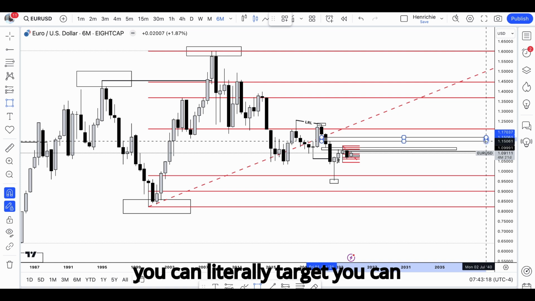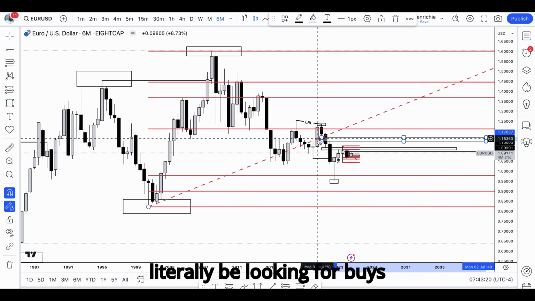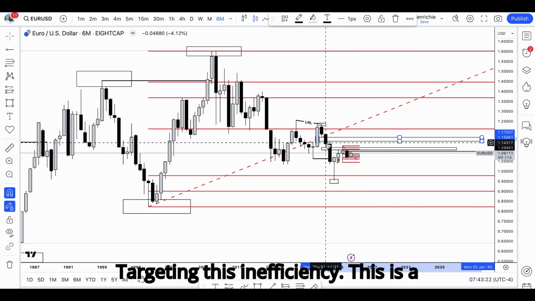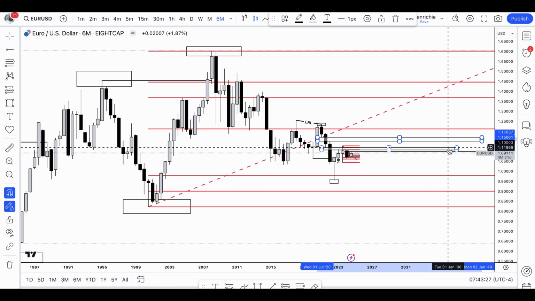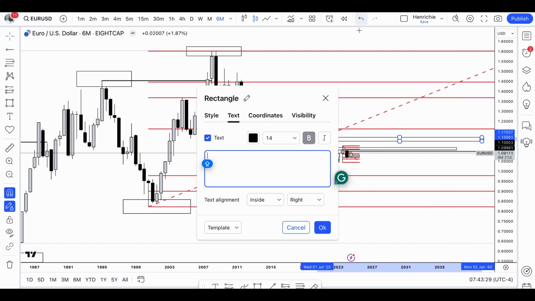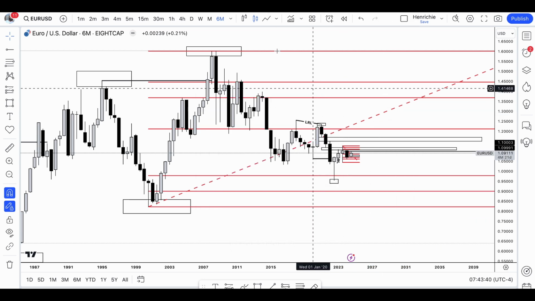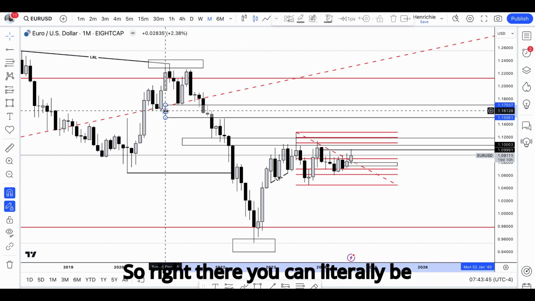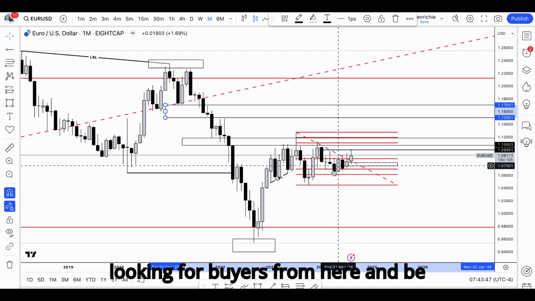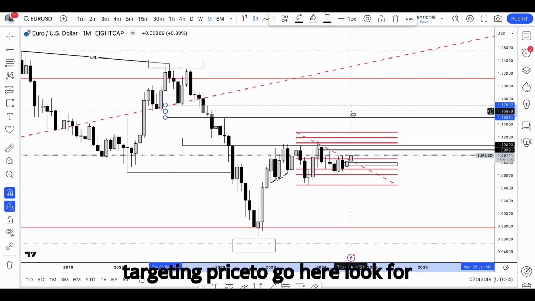You can literally be looking for buys targeting this inefficiency. This is a 6-month inefficiency. So right there, you can literally be looking for buys from here and be targeting price to go here.